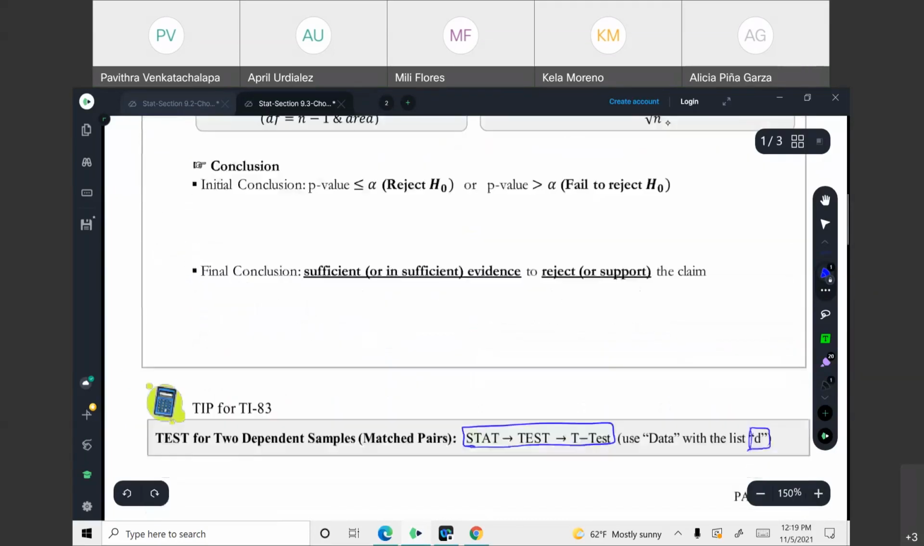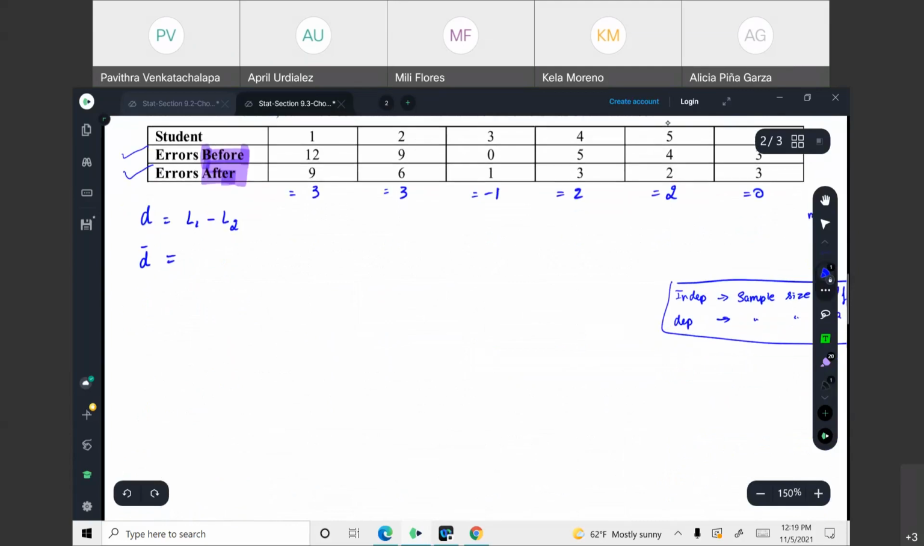Let me write it here. Stat, calc, and you have to choose option 1, that is one variable stats. Okay, so in this you're going to input D.